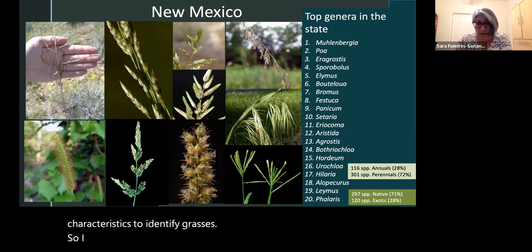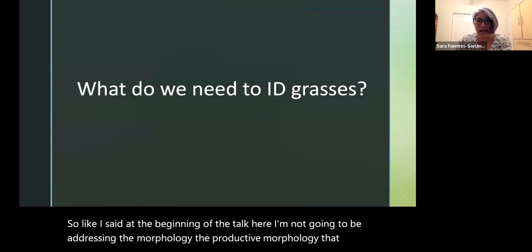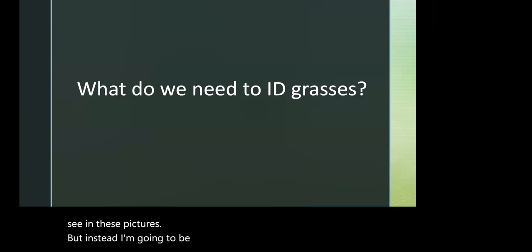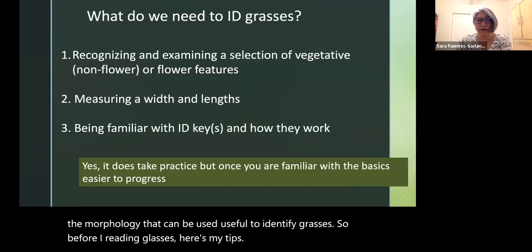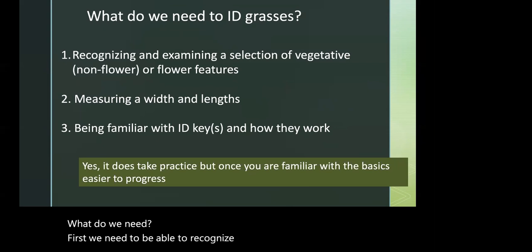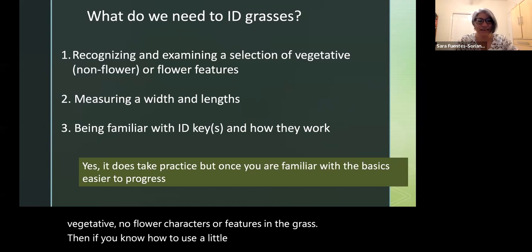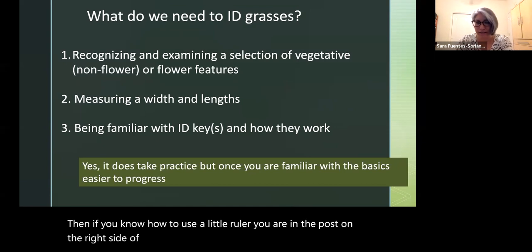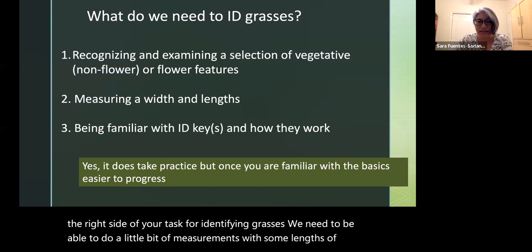So, like I said at the beginning of the talk, I'm not going to be addressing the reproductive morphology that you see in these pictures, but instead the vegetative morphology that can be useful to identify grasses. So, before identifying grasses, here are my tips. What do we need? First, we need to be able to recognize and examine a group of vegetative, non-flower characters in the grass. Then, if you know how to use a little ruler, you are on the right side of your task for identifying grasses. We need to be able to do a little bit of measurement, widths and lengths of structures that we are going to discuss in the next slides.